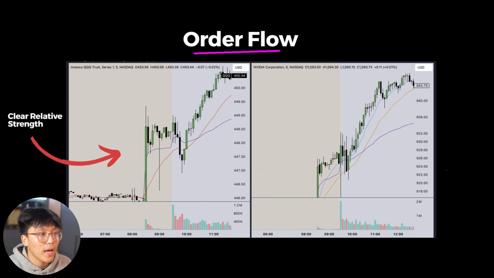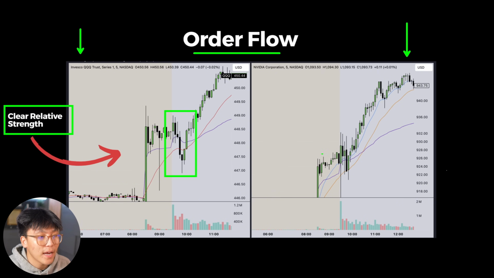So right here, what we have is order flow. And order flow means any sort of relative strength, right? Divergence. What are we looking for? And you can see there's clear relative strength on NVIDIA, right? The left-hand side is the Qs. NVIDIA is on the right-hand side. You can see right off the bat, the QQQ, we end up dropping towards the downside, whereas on the right-hand side, you can see NVIDIA was holding up within the first 30 minutes.